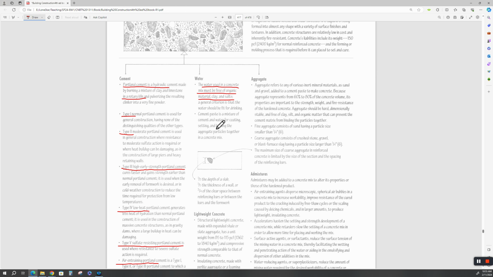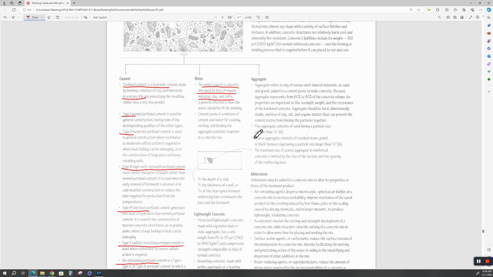Cement paste is a mixture of cement and water for coating, setting, and binding. We already talked about that with bricks. Because the aggregate represents from about 60% to 80% of the concrete volume, its properties are important. At one time, regular hard aggregate was hard to get, so the American Concrete Institute and the Portland Cement Association did research on whether we can use limestone aggregate, and there's a whole code for that.